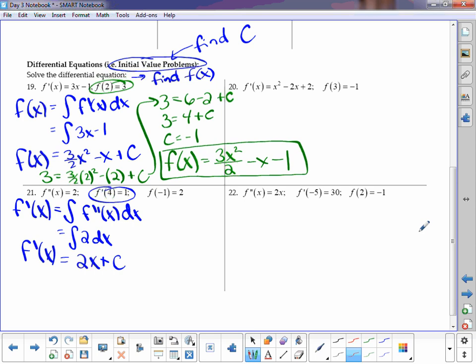So again, my y value is 1. My x value is 4. Solve for c: 8, subtract it over, c is -7. So my first derivative, the actual specific solution, would be 2x minus 7. Yippee-tie-yay, but we're only halfway there. These are the exclamations you guys use in your head, right?